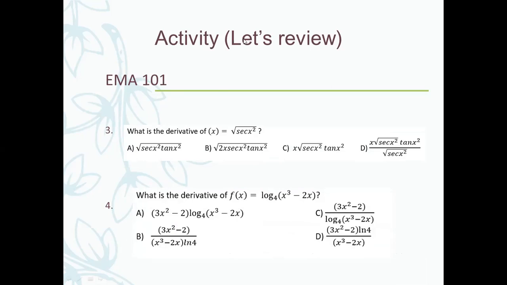Okay, you're seeing here two problems on differentiations as well. I'd like to have my students last semester answer this. Find the derivative of, by the way, there should be an F here. So this should be an F of X equal to the square root of secant X squared. And for number four, you are asked to find the derivative of the log of x cubed minus 2x to the base 4. Okay. Feel free to chat on the chat box. What is the answer for these two? You may type the letter only corresponding to the correct answer.